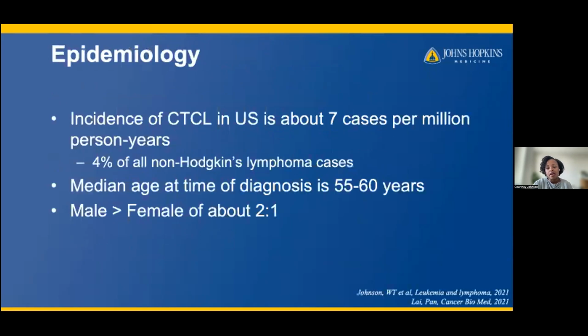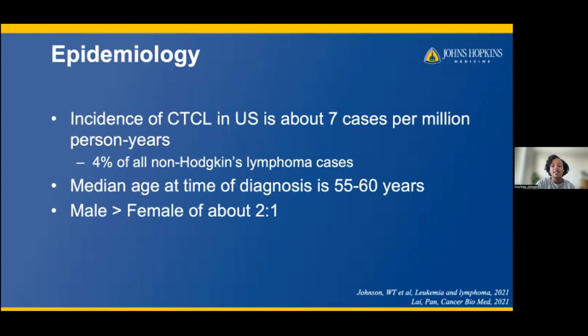So I just wanted to talk a little bit more about the epidemiology of this disease. There's an incidence of about 7 cases per million person-years. So it's not that common. It only comprises about 4% of all non-Hodgkin lymphomas. At the time of diagnosis, the median age of most patients is about 55 to 60 years, and there's a male predominance of 2 to 1.